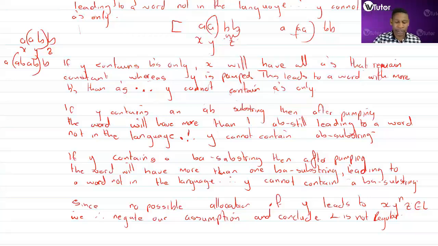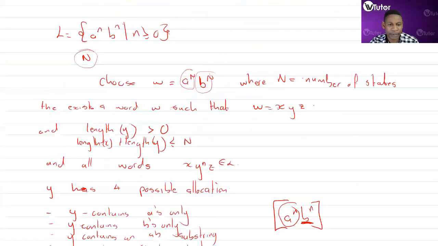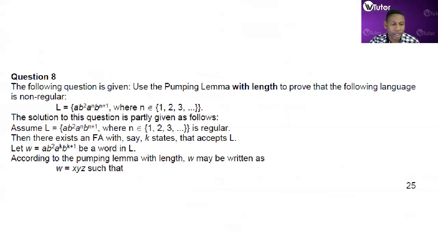If we look at a typical exam question, let's look at a typical exam question. There we go. So we're given the following in the 10-mark question in the exam. We're given a language: ab squared, a to the power of n, b to the power of n plus 1.